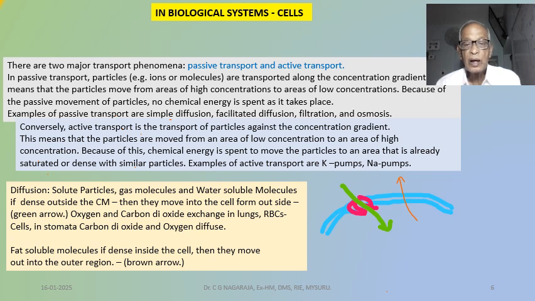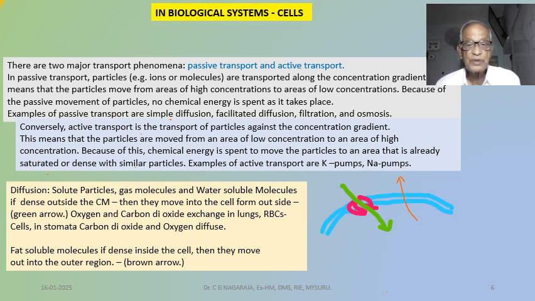It may happen in different types of places. For example, it may happen in the lungs or in the blood, where oxygen and carbon dioxide might diffuse from one region to another region. Similarly, there may be movement of carbon dioxide and oxygen in the stomata of plant cells. So molecules move from higher regions to lower regions. This happens without spending energy. That is one example of diffusion.